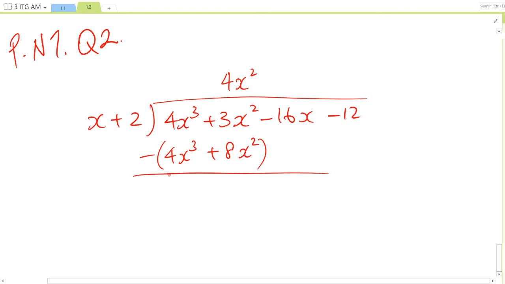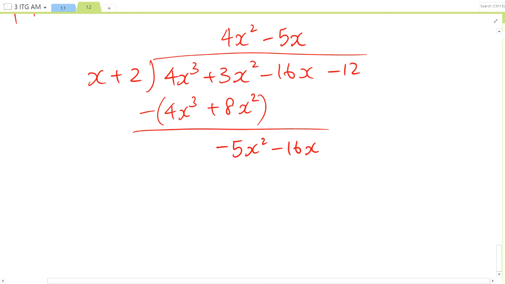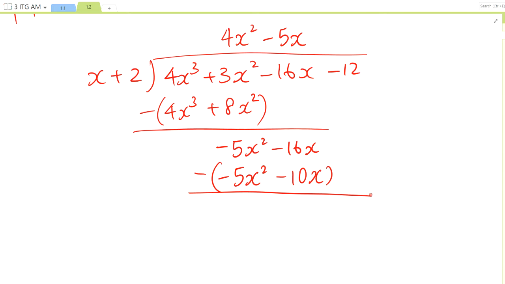4x cubed minus 4x cubed is not a coincidence to be 0. 3 minus 8, negative 5x squared minus 16x. At this point, some of you will stop because you have a negative. But don't worry, listen and follow my instructions. What multiplied by x gives you negative 5x squared? Negative 5x. I'm not teaching you anything different. So negative 5x times x gives me negative 5x squared. Negative 5x plus 2 times 2 gives me negative 10x. Subtract them off. You will still see that 5x squared and 5x squared cancel. Becomes 0. We meant for it to be that way.